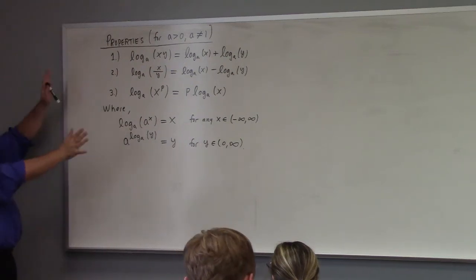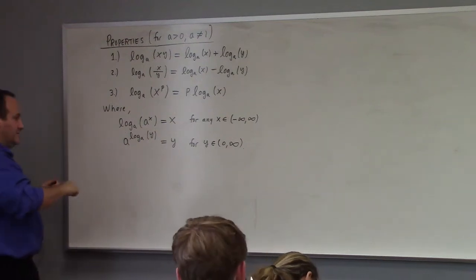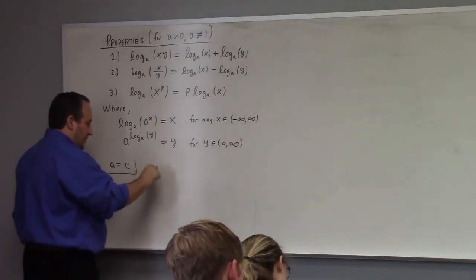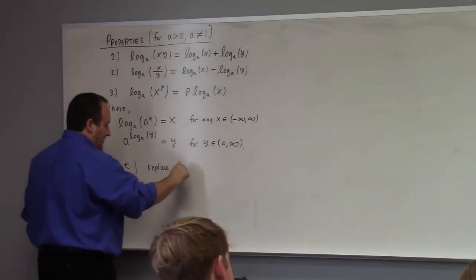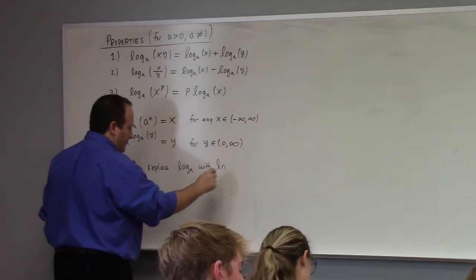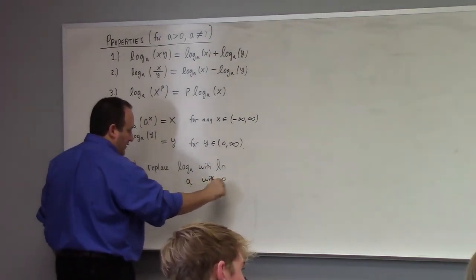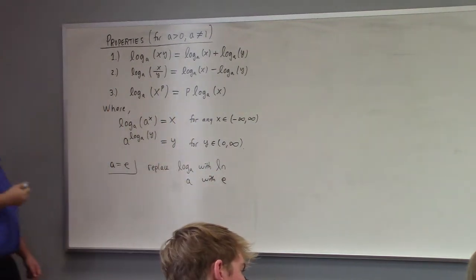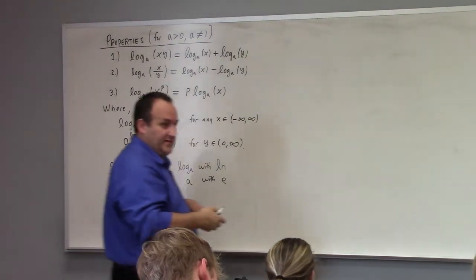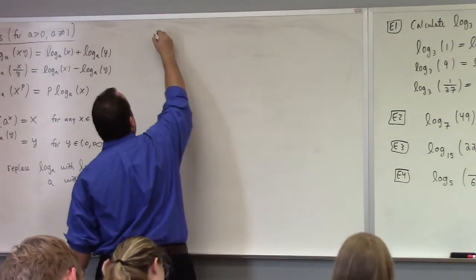What do these things look like? If we put a equals e, all of your log base a does what? If we choose a equals e, you replace log base a with natural log and replace a with e in the above. All right? So let's put these into practice. Let's calculate some things, yeah? So example 6.